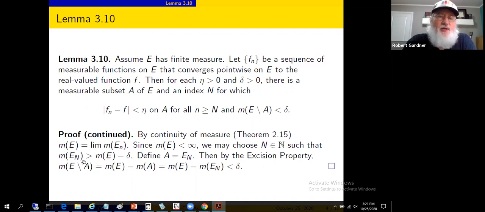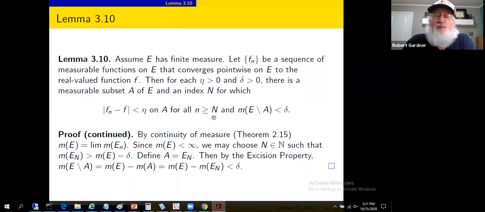So in particular, we can get the measure of E sub capital N to be greater than the measure of E minus delta. And if you like, it's less than the measure of E plus delta as well. It's actually less than or equal to the measure of E by monotonicity. But we can get this to hold eventually. So how are we doing here? Looks like the end is near. We're looking for a set A, a measurable set. Okay, all these E sub capital N's are measurable. That's good. Such that this kind of thing occurs.